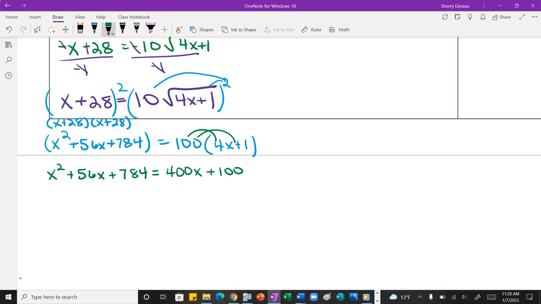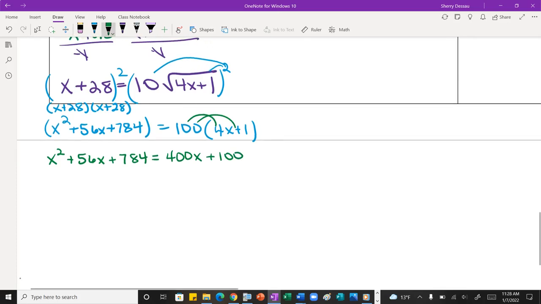So now I need to get this equal to 0 and solve the quadratic. So I'm going to move the 400x over. So I'm going to do 56 minus 400, and that's going to give me negative 344. And then 784 minus 100 is going to give me plus 684.